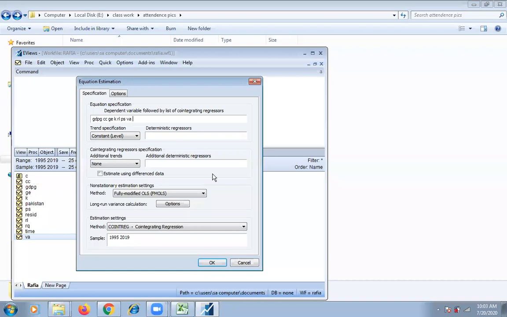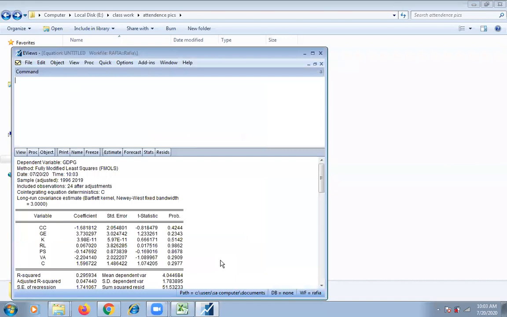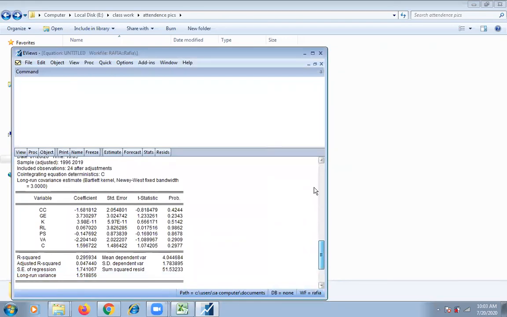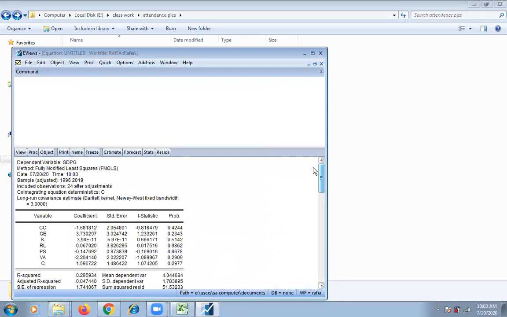Other things, no need to fill. No constant level. Here, which model are you going to use? Fully modified OLS. You can choose anything. First, fully modified OLS. Long run variance is okay. I'm going to click here. So here we see whether the long run relationship holds or not among the variables.